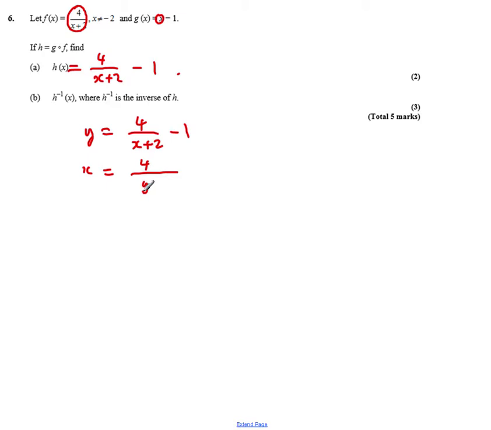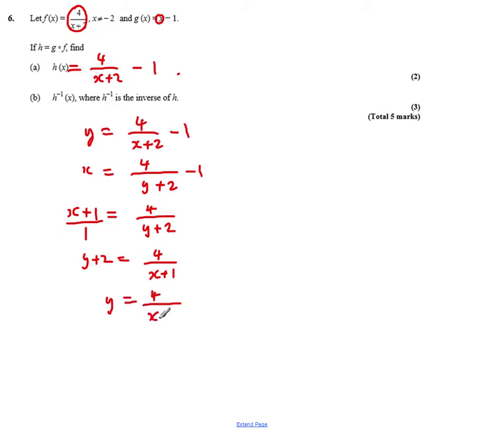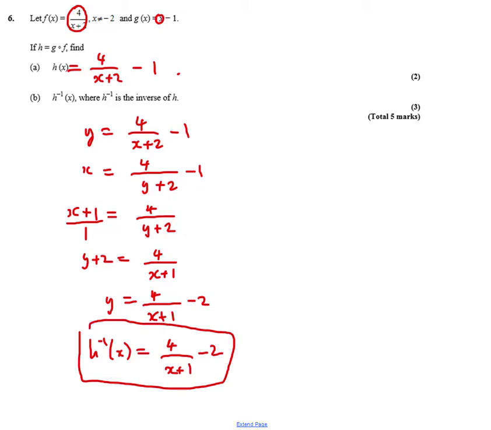switch the x and y, and then I trouble myself with making y the subject. So I get x plus 1 equals 4 over y plus 2. It occurs to me that if I write it like that, I could cross these two over. So I could times both sides by y plus 2 and divide both sides by x plus 1. And then I just get y is equal to 4 over x plus 1, minus 2. And we just write that as an inverse to finish things off, because we're not asked about x and y, we're asked about h inverse. So that's the answer.